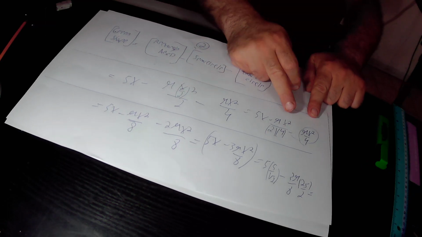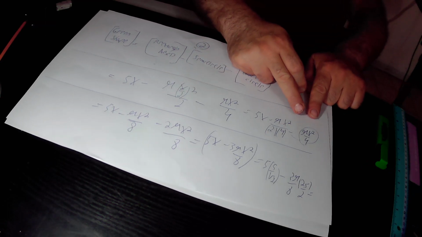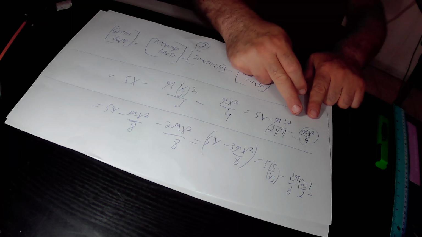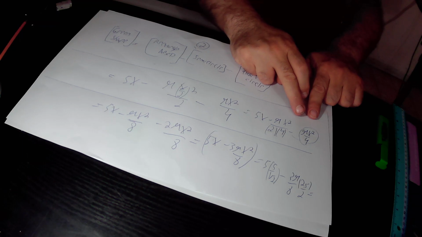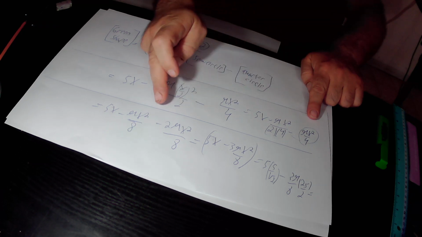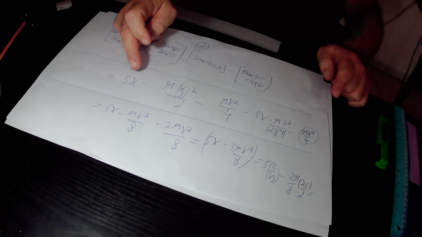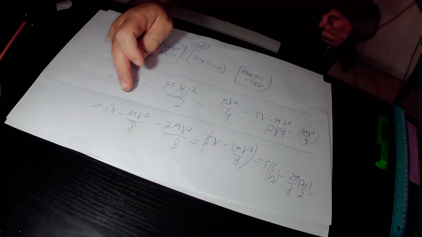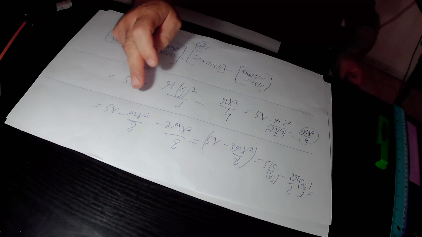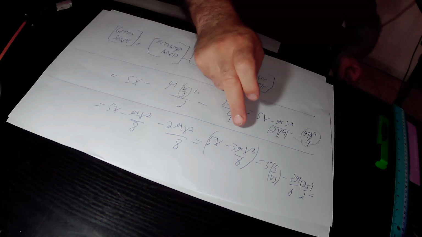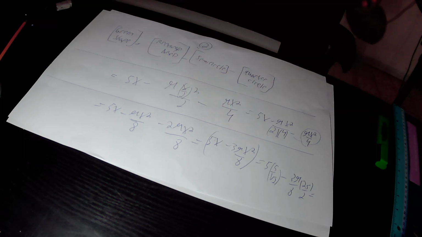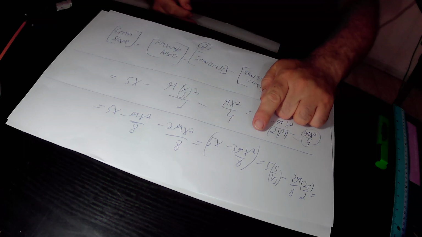Here we have pi x squared over 4. We multiply both the numerator and the denominator of this expression by 2 to get a common denominator, so this expression equals 2 pi x squared over 8. So in total, the area of the green shape equals 5x minus pi x squared over 8 minus 2 pi x squared over 8, which is minus 3 pi x squared over 8. So the area of the green shape equals 5x minus 3 pi x squared over 8.